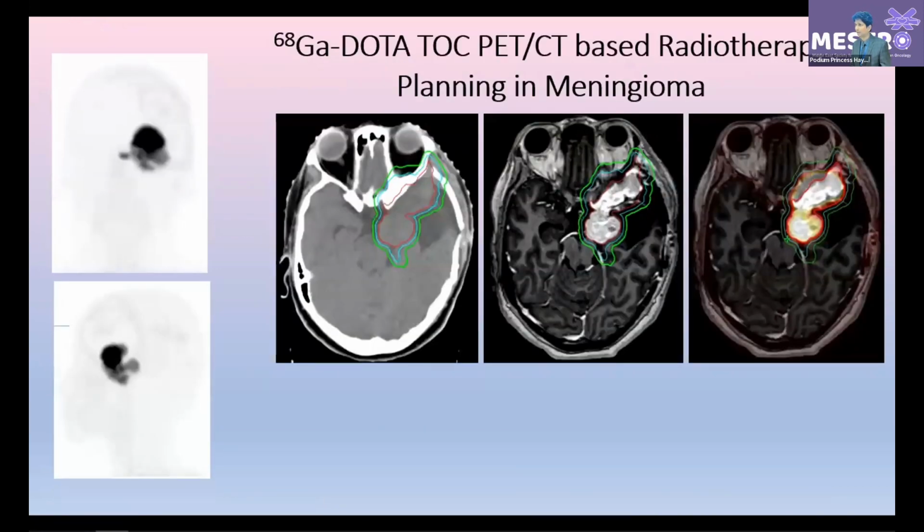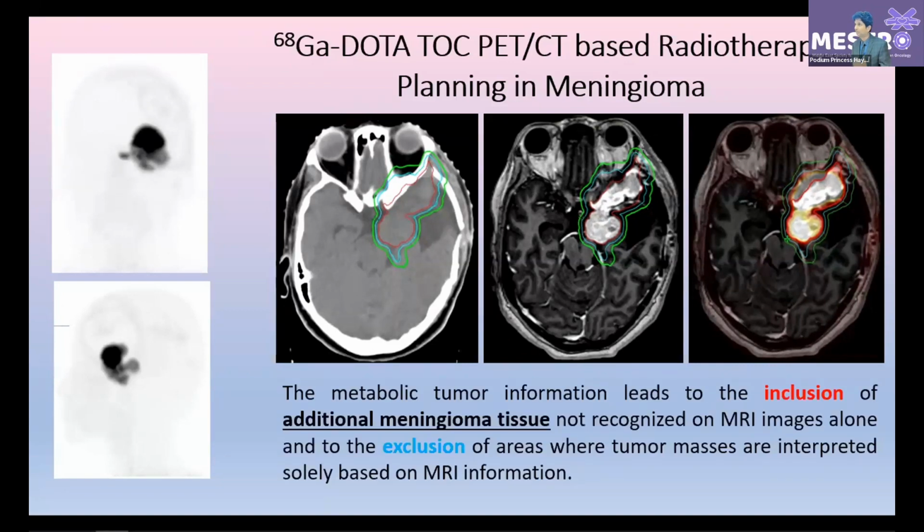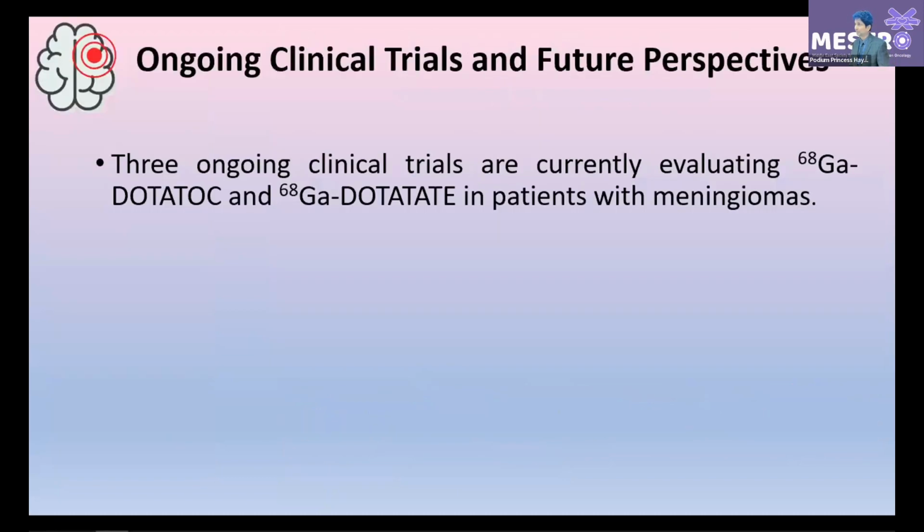I'll go to the slide. By integrating the PET CT, it can include or exclude certain parts. As you can see, this is the CT planning, and this is the MRI part. If you add the molecular imaging, it adds some areas, especially in this region, and it excludes a certain part which is post-surgical non-specific changes. So PET CT, especially with the peptide, is very helpful.